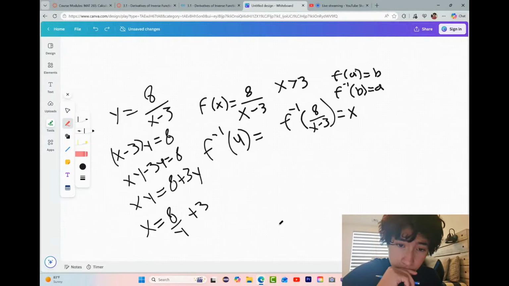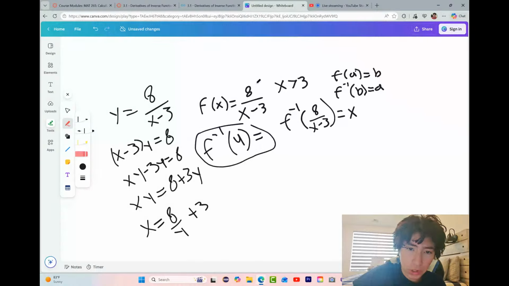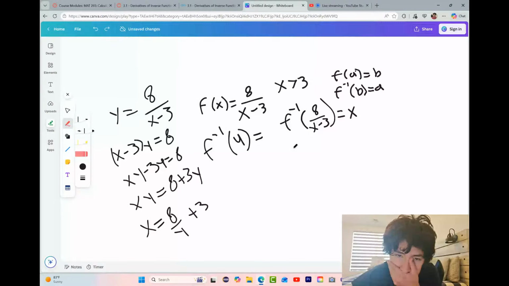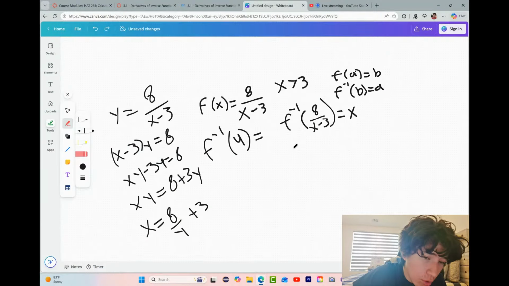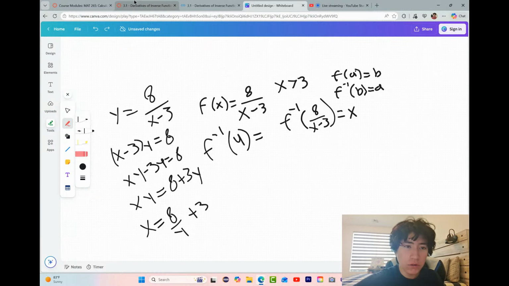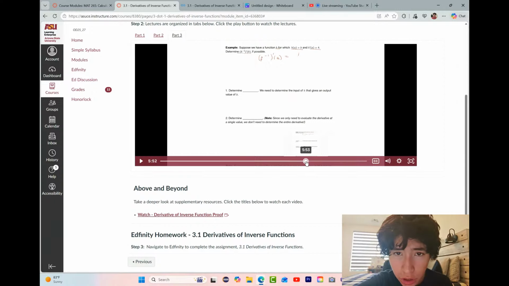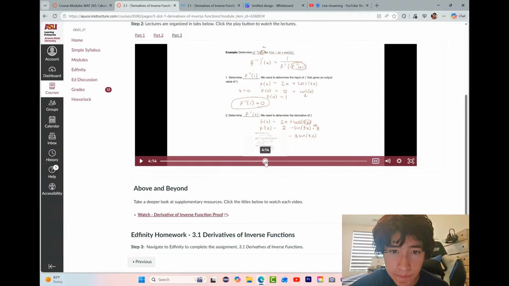Okay. What does that mean? I think the thing that I'm confused about is the only thing that makes me confused. Hmm. So we know that x equals 8 over y plus 3. But what's next, bro? Hold on. Okay, easy.